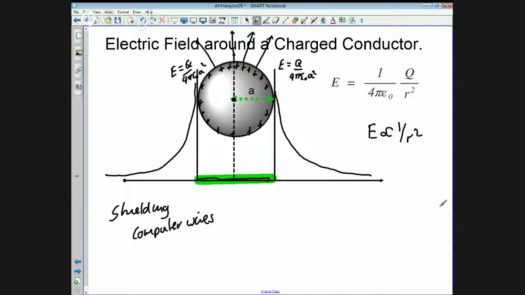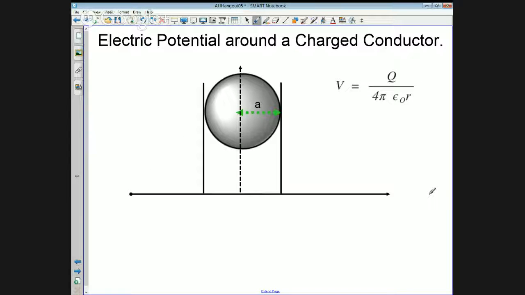Now, I know what you're going to ask next. What about the electric potential around a charged conductor? Well, the electric potential around a charged conductor is given by the formula Q over 4 pi epsilon naught R. Remember what that means? That means the work done on a unit positive charge, taking it from infinity to a certain point near the surface. So at the surface of the charged conductor, the electric potential V will be equal to simply Q, the charge residing on the conductor surface, divided by 4 pi epsilon naught A, where A is the radius of it.